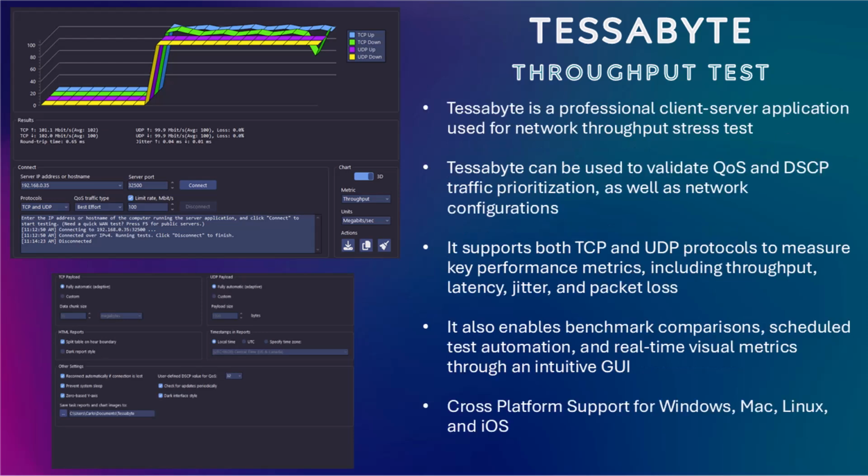So what is Tessabyte? Tessabyte is a professional client-server application used for network throughput stress test. Tessabyte can be used to validate QoS and DSCP traffic prioritization, as well as network configurations. It supports both TCP and UDP protocols to measure key performance metrics, including throughput, latency, jitter, and packet loss. It also enables benchmark comparisons, scheduled test automation, and real-time visual metrics through an intuitive graphical user interface. It offers cross-platform support for Windows, Mac, Linux, and iOS.